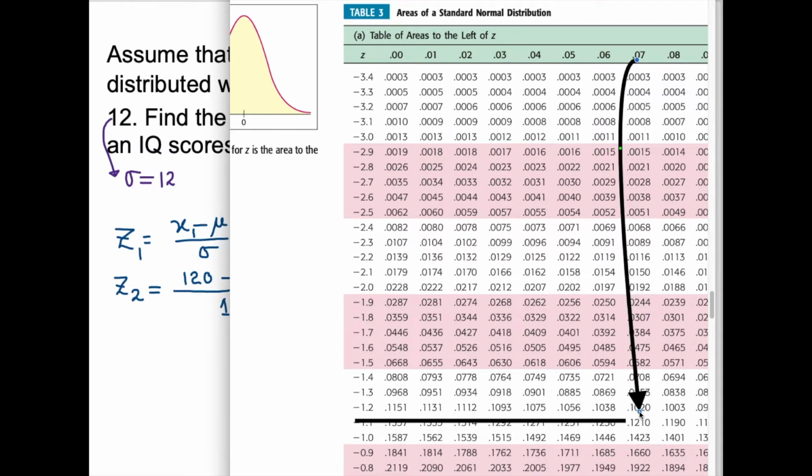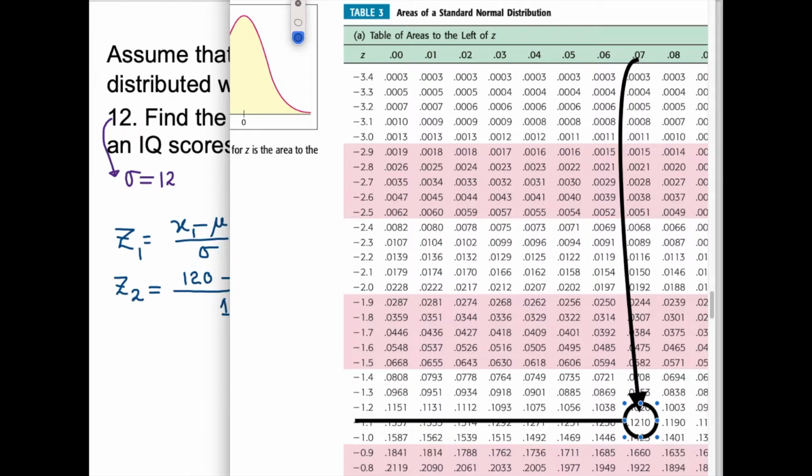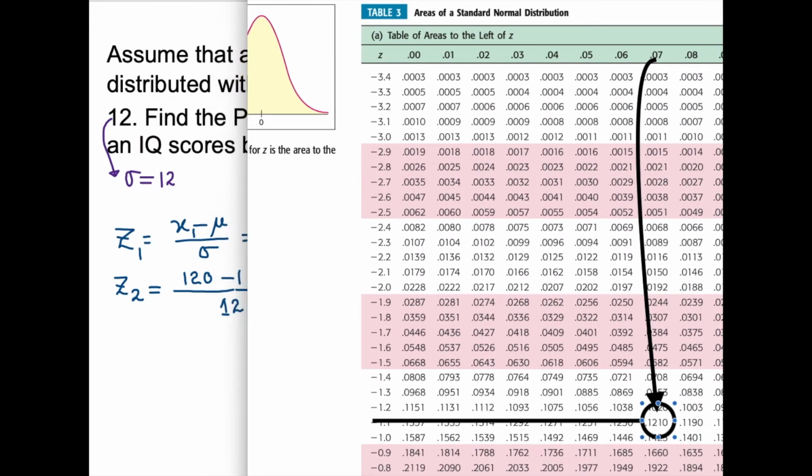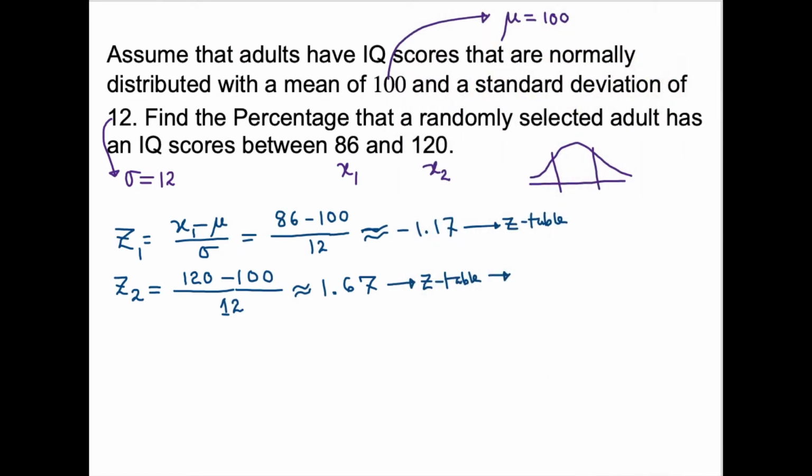Okay, negative 1.1. Z tables always give area to the left. So we have 0.1210. Let's write this down here: area is equal to 0.1210. That's the area for the first one.